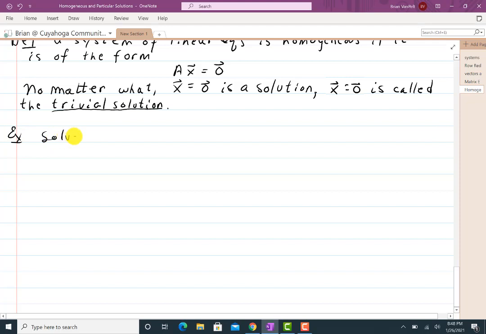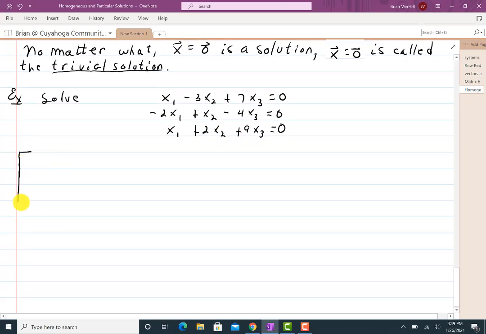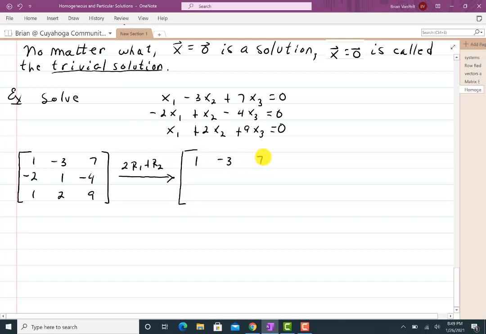So we'll basically just solve, and what are we going to solve? I have x1 minus 3x2 plus 7x3 equals 0, negative 2x1 plus x2 minus 4x3 equals 0, x1 plus 2x2 plus 9x3 equals 0. Once again, I'm going to go to a faux augmented matrix. I'm not going to bother augmenting zeros because they don't do anything. Let me use my row operations to clean up. I will do 2r1 plus r2 and let's see what we get.